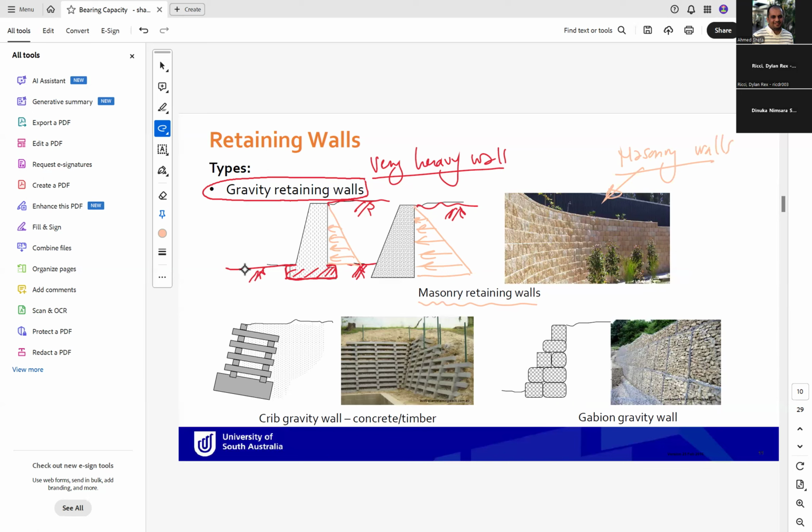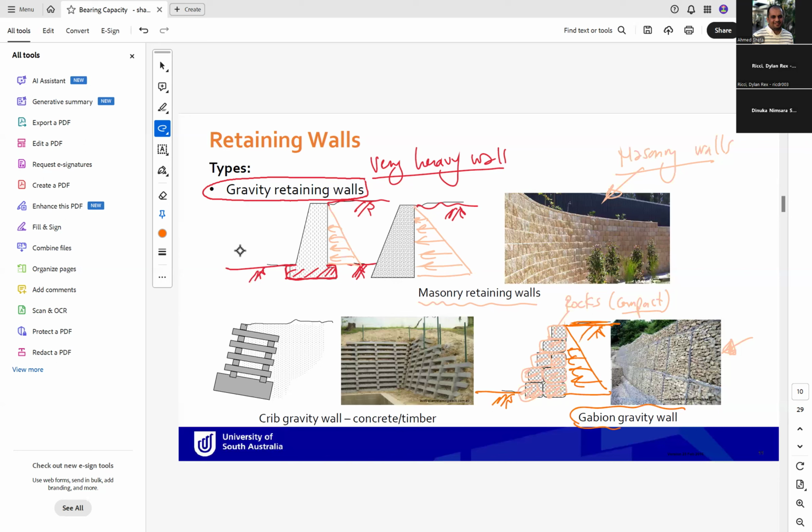And it can be made from rocks. So we can add some rocks and compact them together, as you can see here in this image. So we add the rocks together, and these rocks work as a retaining wall, so you can retain the soil behind here on this other side. So the pressure, or the soil pressure, will be something like that.